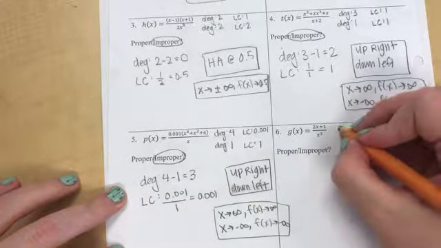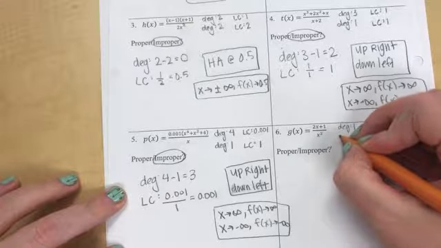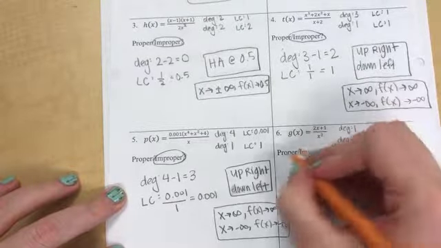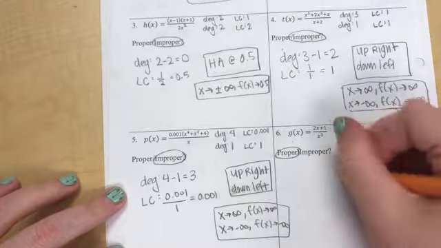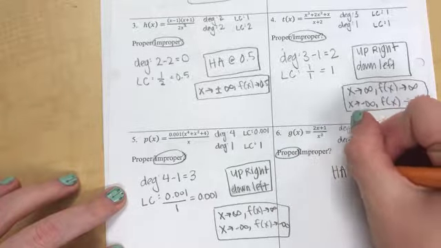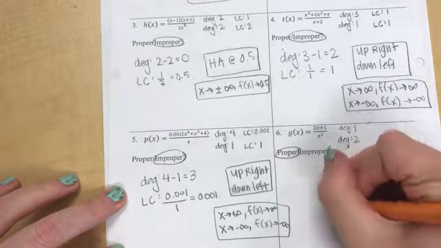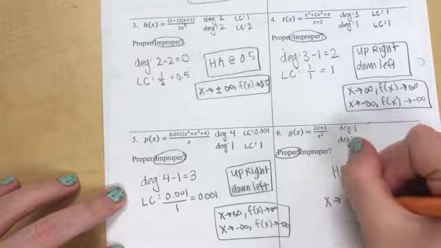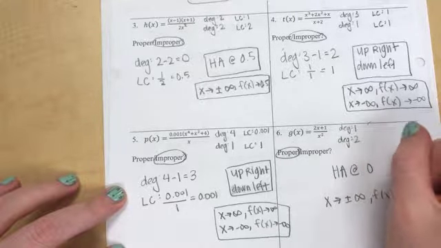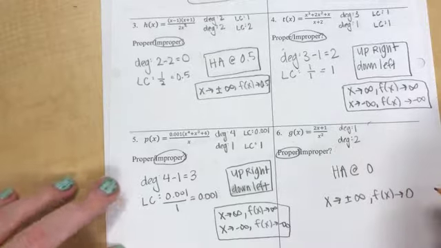For number 6, my degree on top is a 1. Degree on bottom is a 2. That means my function is proper. So I can either say it has a horizontal asymptote at 0, or as x approaches both positive and negative infinity, f of x approaches 0.